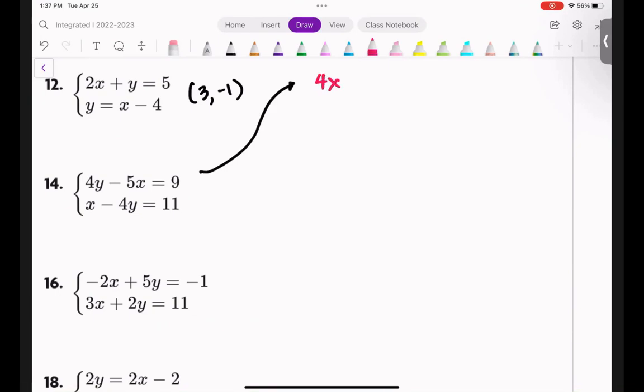So 4x minus 5, I don't even know how to copy, guys. What's happening? Okay, let's try again. 4y minus 5x equals 9. And then I'm going to write x minus 4y equals 11.